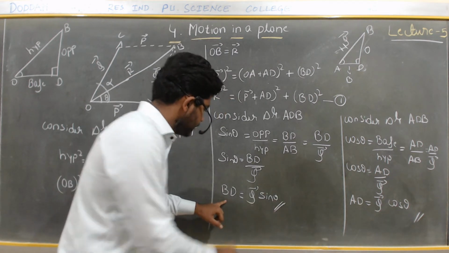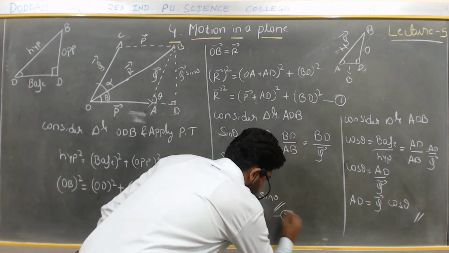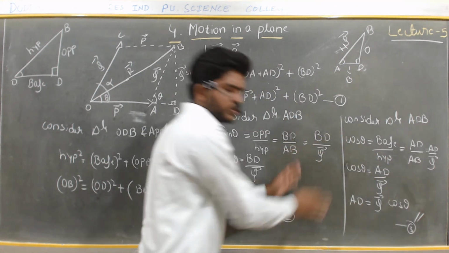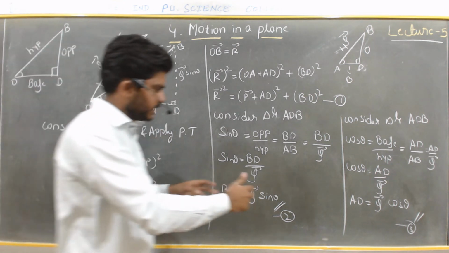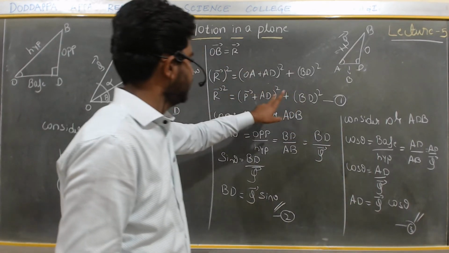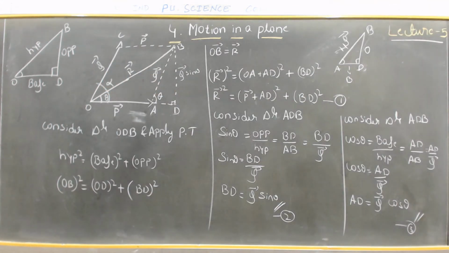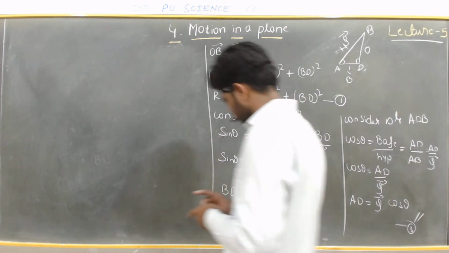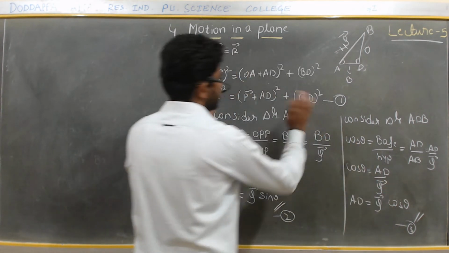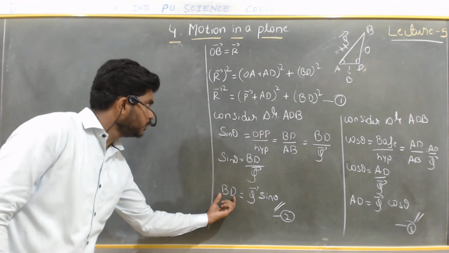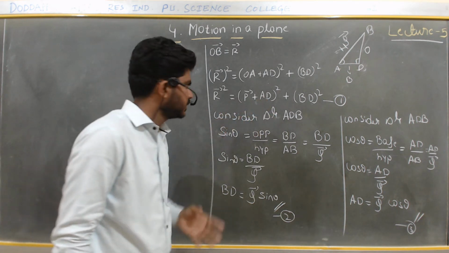Next step, these two values should be substituted in equation 1. I will call these equation number 2 and equation number 3. The same derivation was done in the triangle of vector addition, so take a screenshot. After that we substitute equation 2 and equation 3 in equation 1 and finally we will get the value for R. Simply substitute the value for BD in this place and the value for AD in this place, and we will get the resultant value.